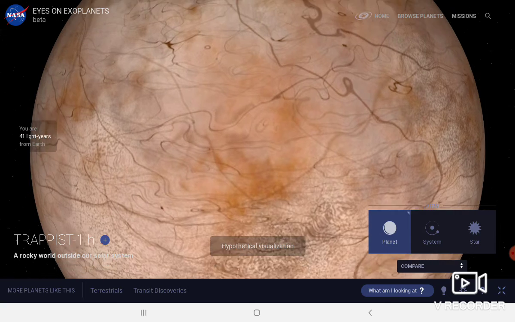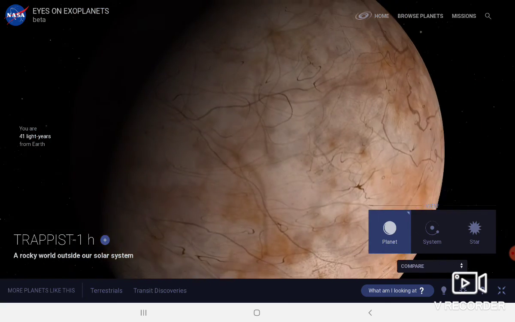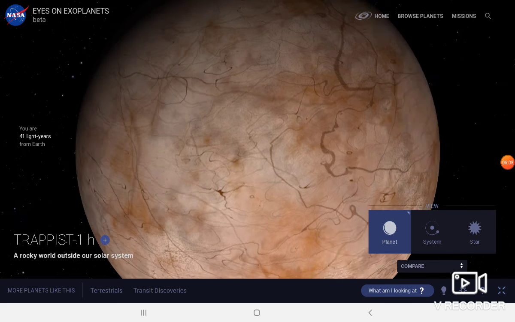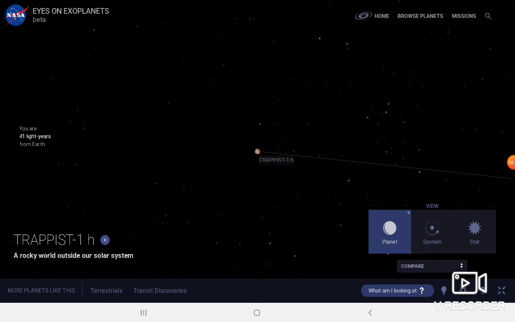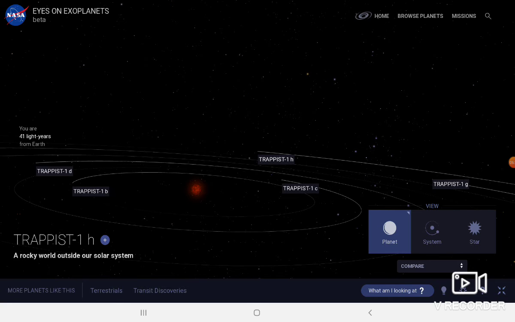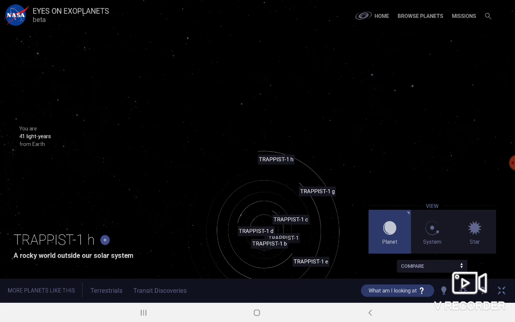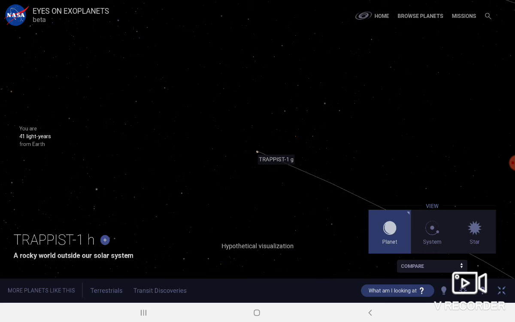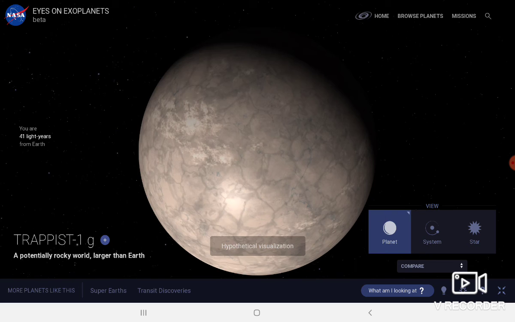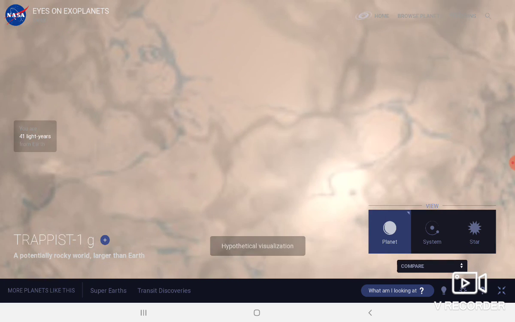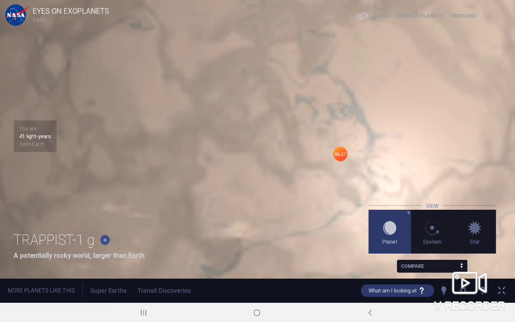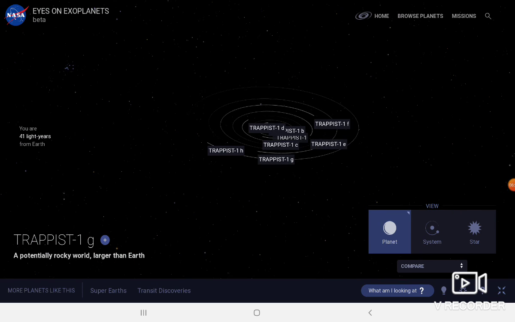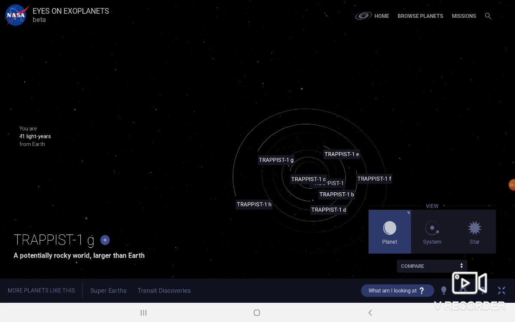Look, this is H, and it has ice. This is how H looks, and G looks like this. This is a hypothetical visualization of what it has. Look, this has frozen water. This is very frozen. So these are the information about part 2 of the TRAPPIST-1 system.